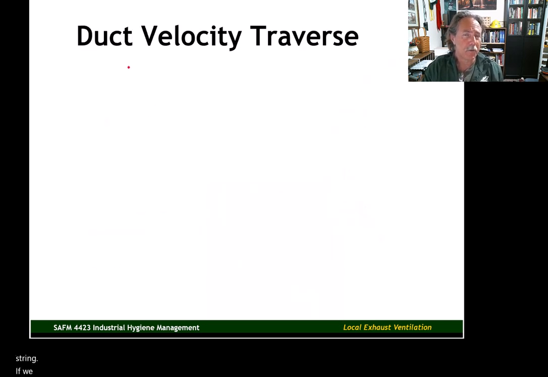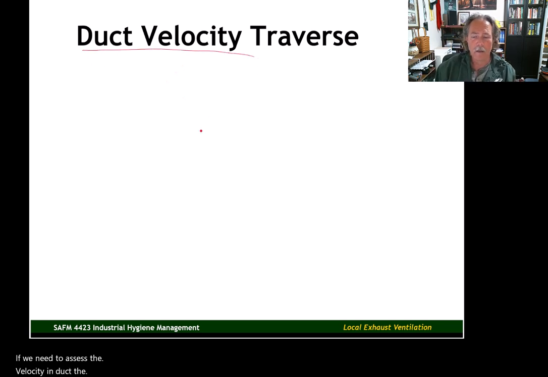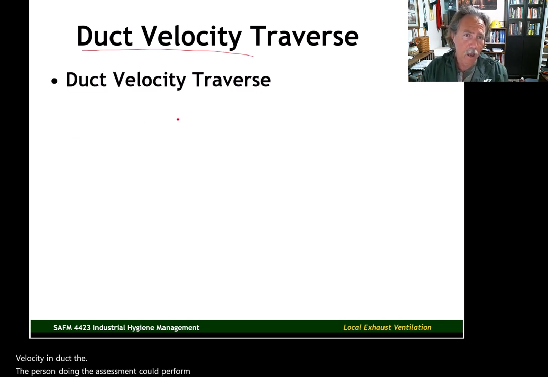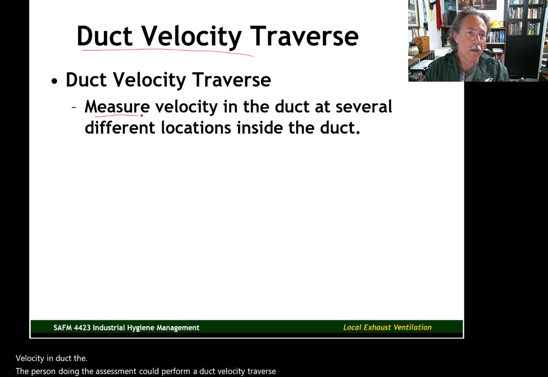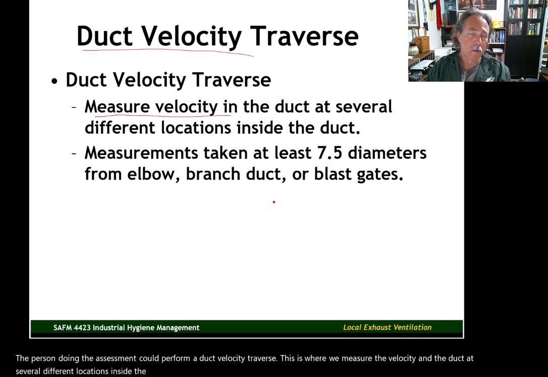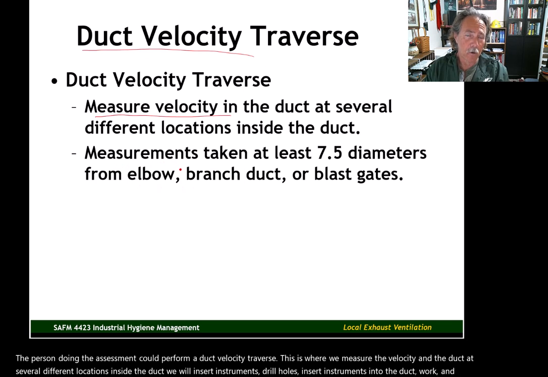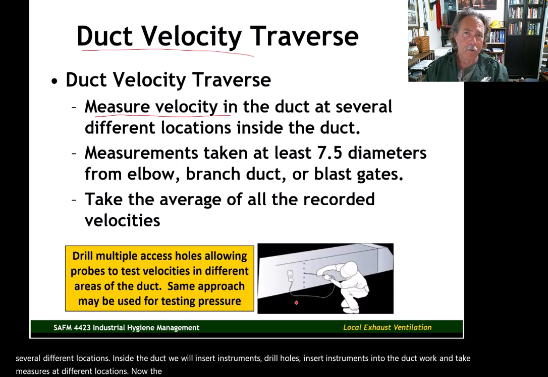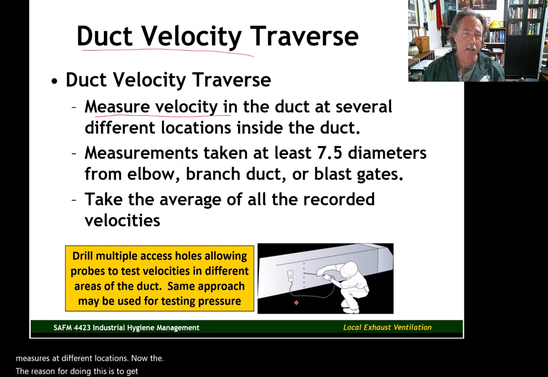If we need to assess the velocity in a duct, the person doing the assessment could perform a duct velocity traverse. This is where we measure the velocity in the duct at several different locations inside the duct. We will drill holes, insert instruments into the ductwork, and take measures at different locations. Now, the reason for doing this is to get an average velocity across the entire diameter of the duct.